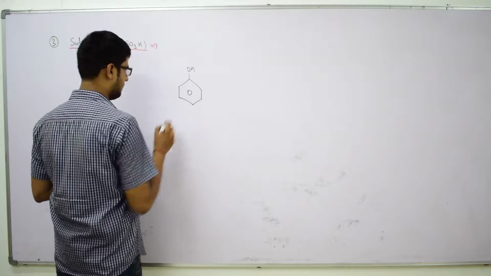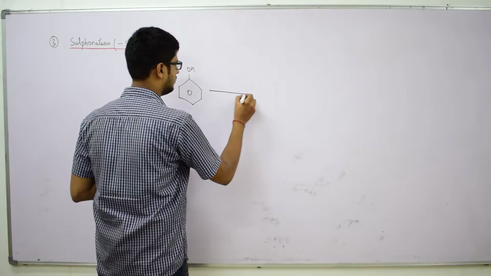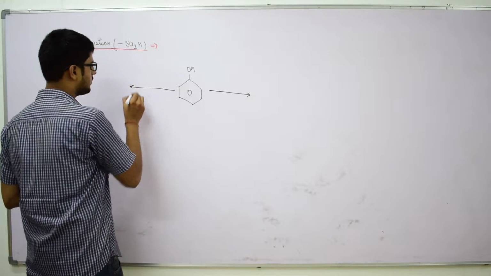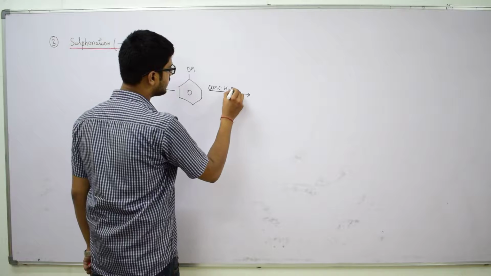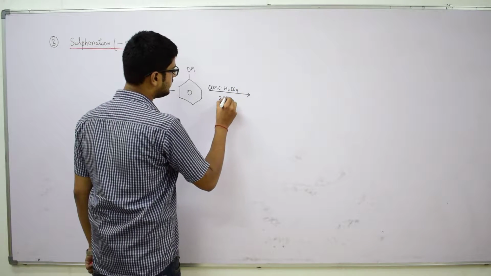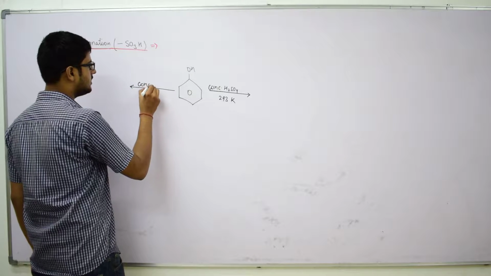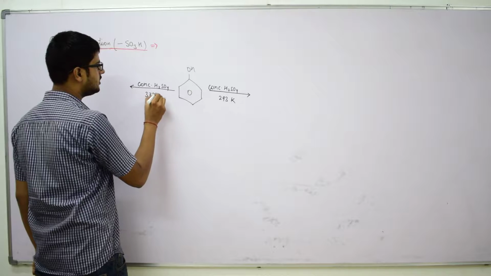This is phenol, and there are two mechanisms of sulfonation of phenols. First is when it is treated with concentrated sulfuric acid at 293 Kelvin, and the second is when it is treated with concentrated sulfuric acid at 373 Kelvin.